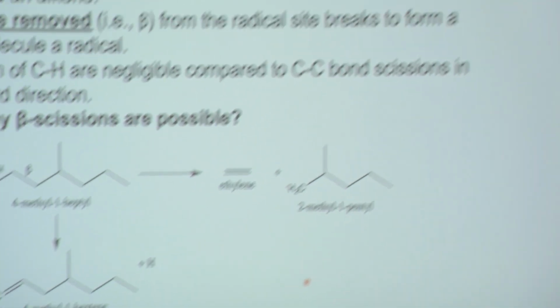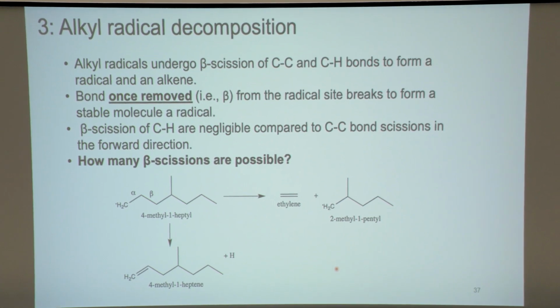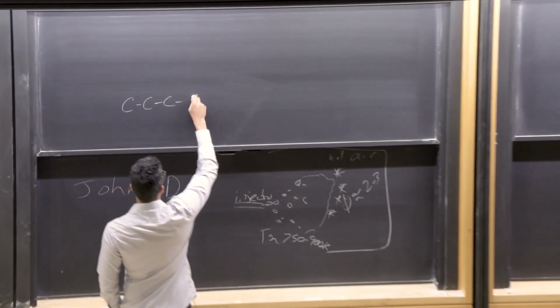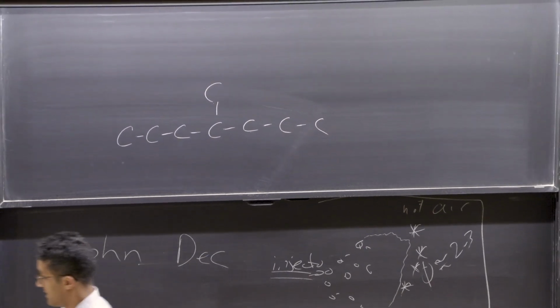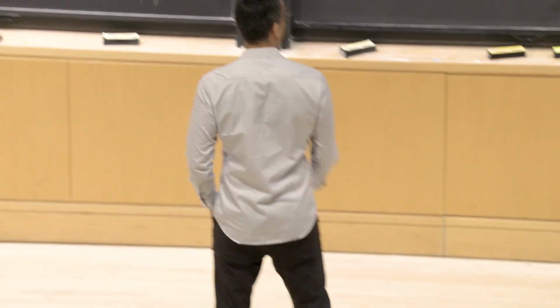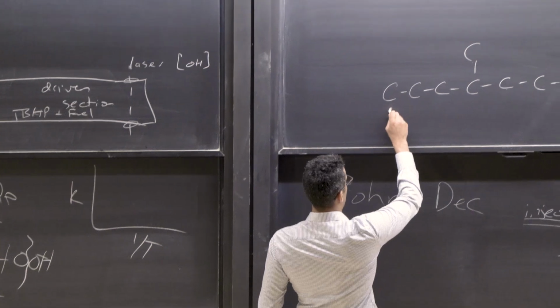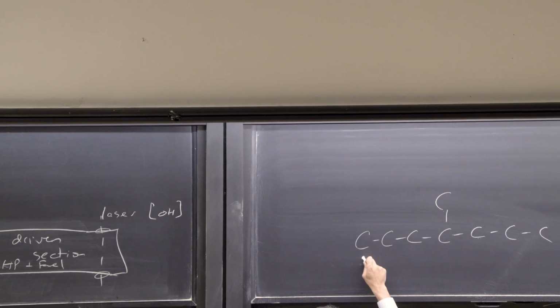Okay, so that's abstraction. Then after you abstract your hydrogen, you have a radical, a fuel radical. We call this an alkyl radical. So for 4-methyl-heptane, we have radicals that can be made when you pull off a hydrogen. And these radicals undergo a beta scission reaction. We talked about that last time. Once the temperature is high enough, this radical will undergo a beta scission.